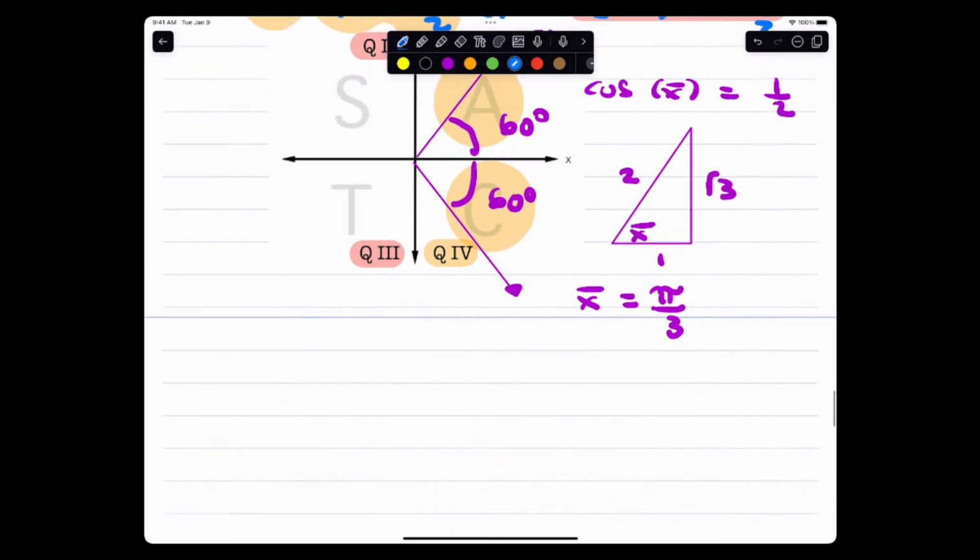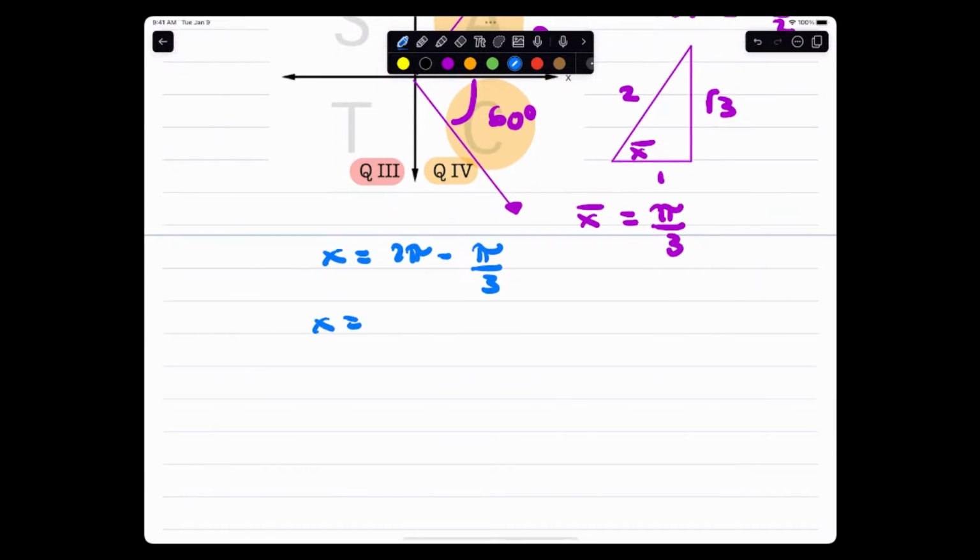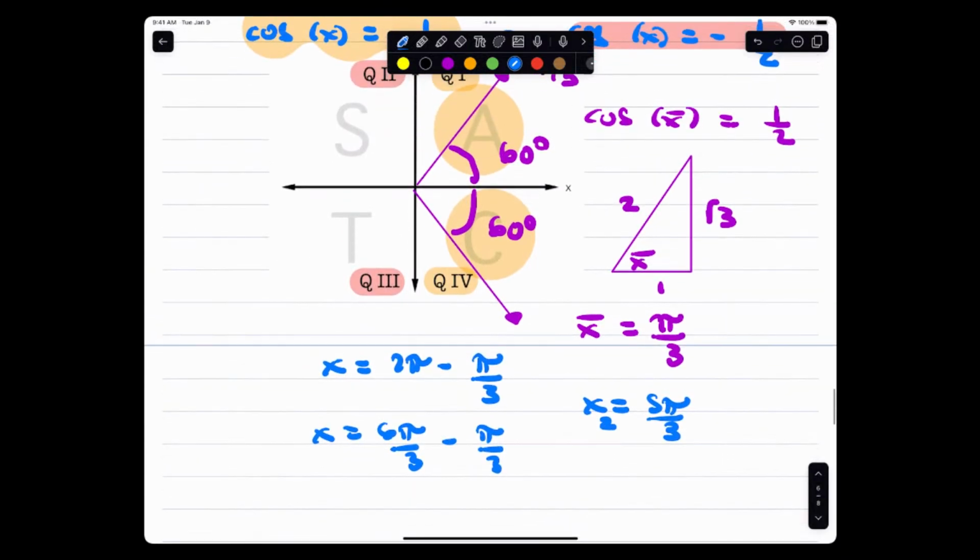So for quadrant 4 now, we're going to say, how do you get this angle here? Well, x will be 2 pi minus that pi over 3, if you guys remember. And that means it's going to be 6 pi over 3 minus pi over 3. What does that mean about x? Is it 5 pi over 3? And that's your second solution. And the first solution is going to be what? Pi over 3.